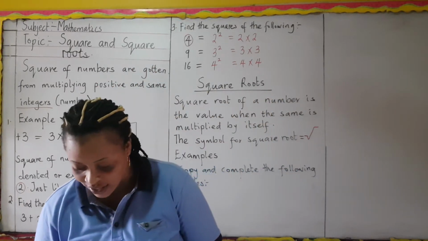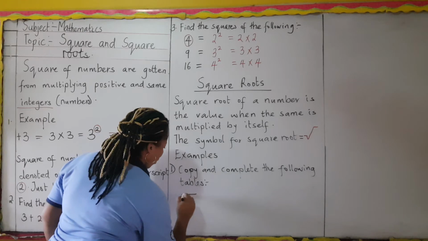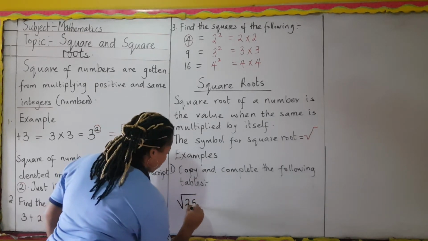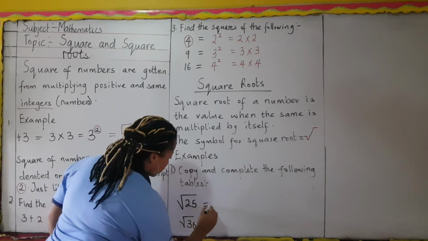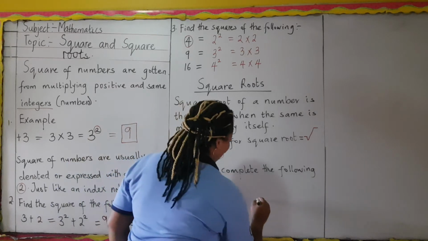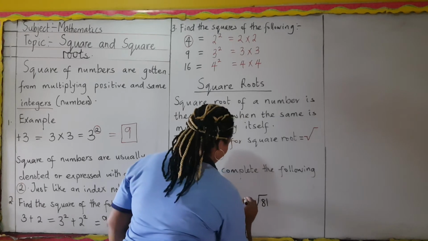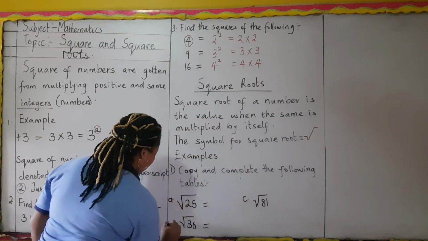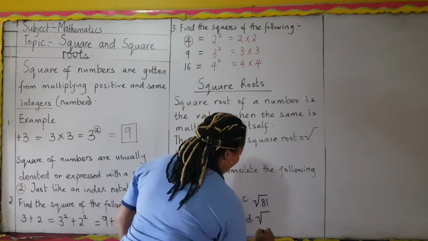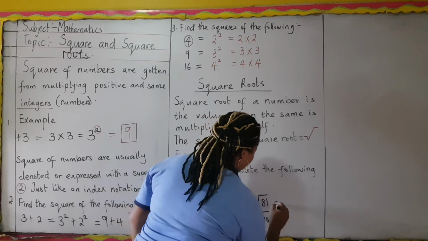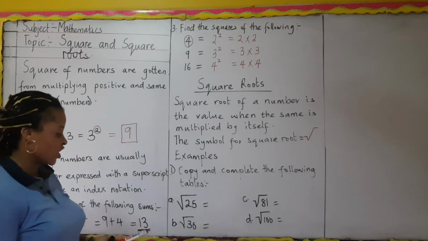Good. So let's look at this. We should complete the table. We have a perfect square, 25. We have another one, 36. Okay, good. I have another one here, square root of 81. That is my C. This is A, B, and then this is C. I have D, square root of 100. Good. Now, children, all these are perfect squares and they're very easy when you know your multiplication table.